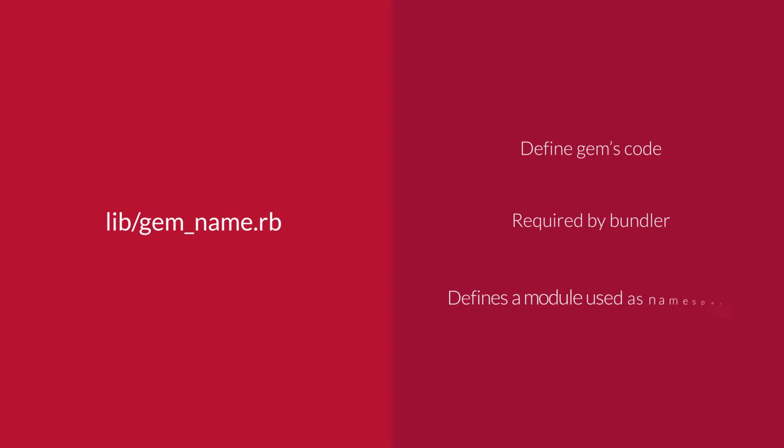Additionally, there is a gemname.rb file in our lib directory. This is the main file where we define our gem's code. This file is required by Bundler when the gem is loaded. It defines a module which is used as a namespace for all of our gem's code. There's also a folder with the name of our gem inside the lib folder that contains all the code for our gem.